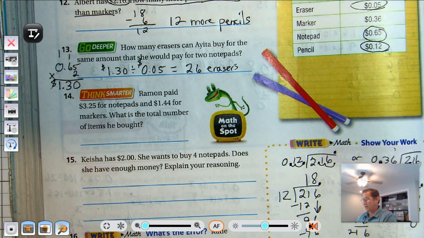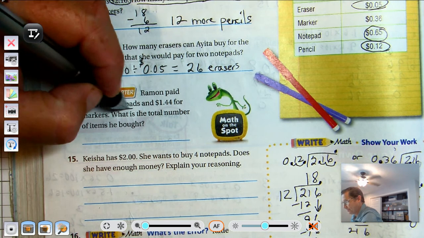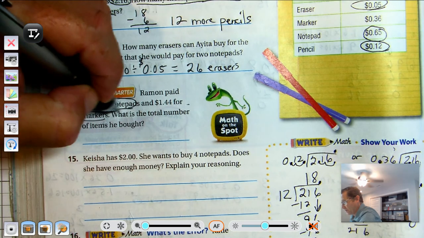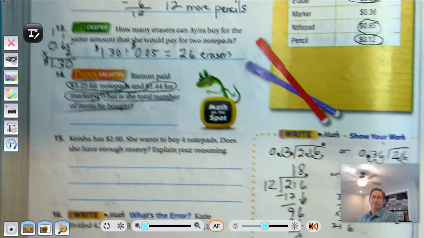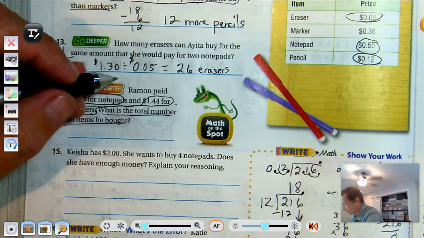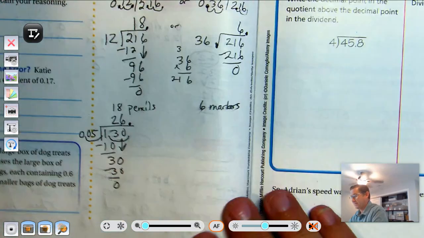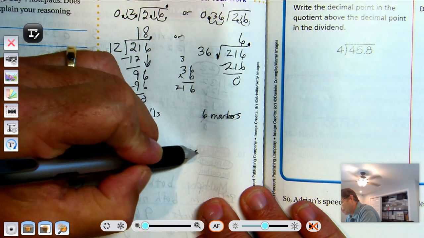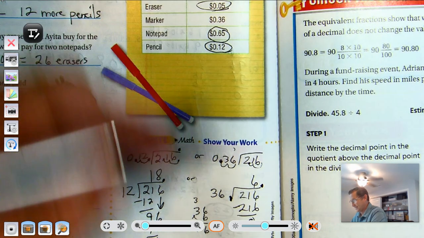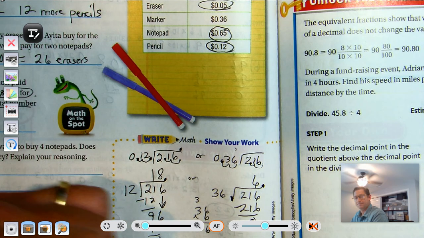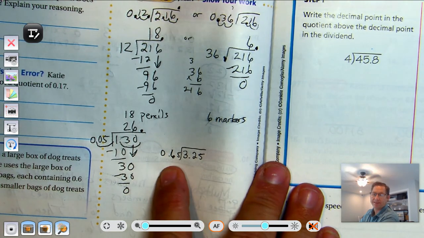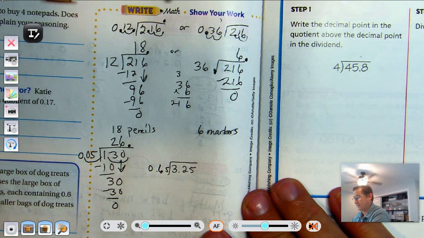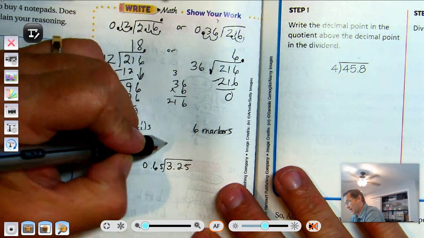All right, Ramon paid $3.25 for notepads and $1.44 for markers. What is the total number of items he bought? Okay, so we'd have $3.25 divided by how much are the notepads? Each notepad is 65 cents. So we're going to take $3.25 and divide by 65 cents. That will tell us the number of notepads.